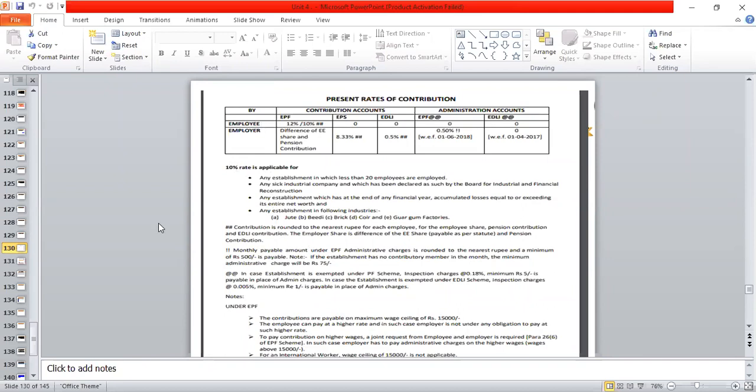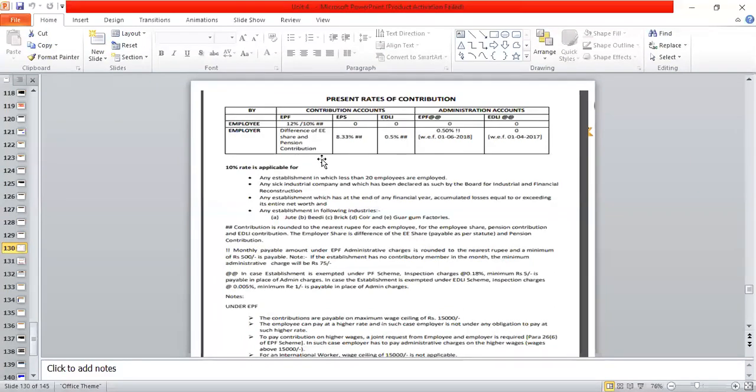So what does this 10% mean? The 10% rate is applicable for any establishment in which fewer than 20 employees are employed. So there are two conditions wherein the EPF Act is implied. One is the organization where fewer than 20 employees are employed and the other is the organization where more than 20 employees are employed. In case of an organization where fewer than 20 employees are employed, only 10% of the basic plus dearness allowance would be deducted for the EPF contribution from the employee side. I would be discussing this contribution briefly in the coming slide. For a crisp introduction regarding the contribution, just understand there are two types of rate for employees. Now if I talk about the employer part, the difference of employee contribution share and pension contribution.